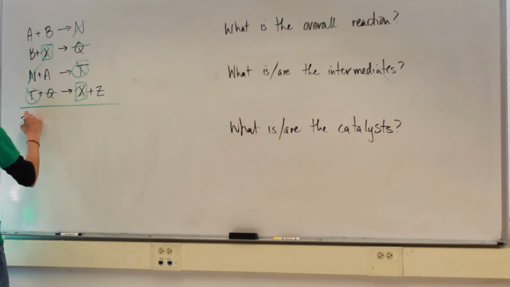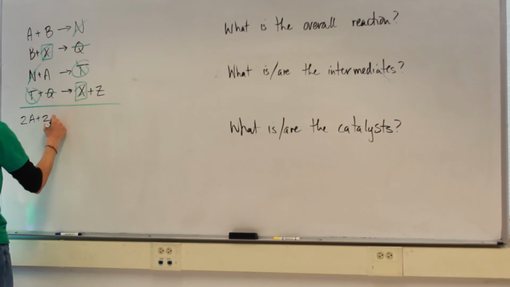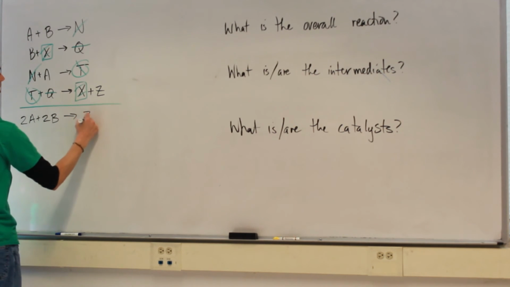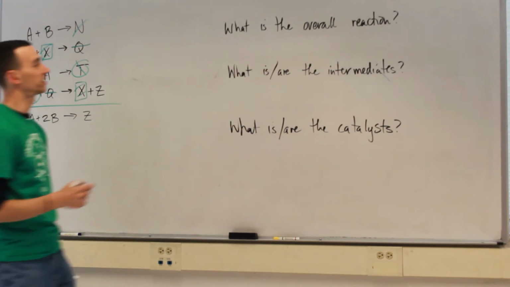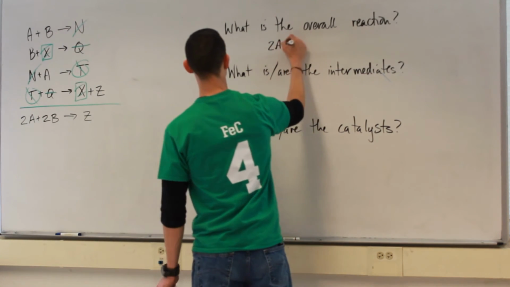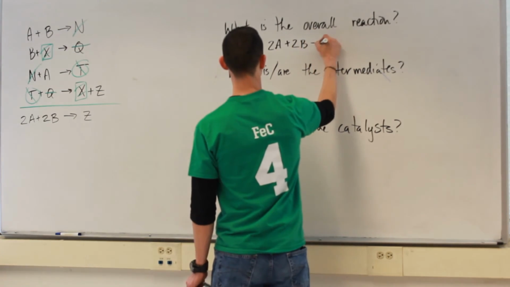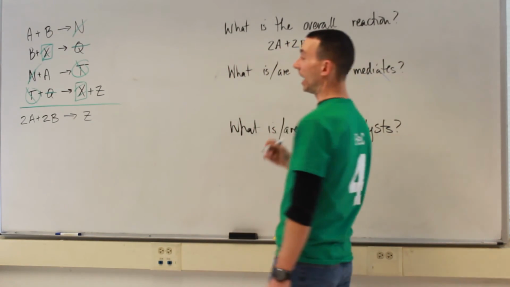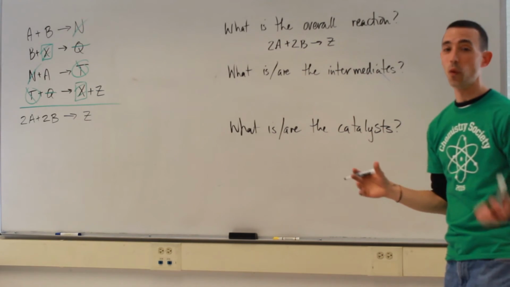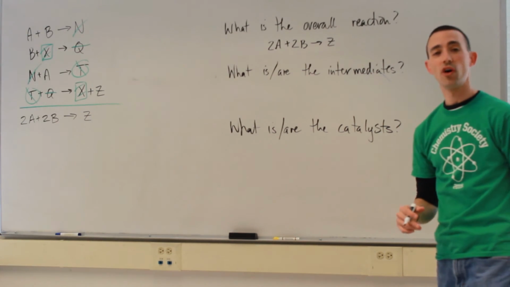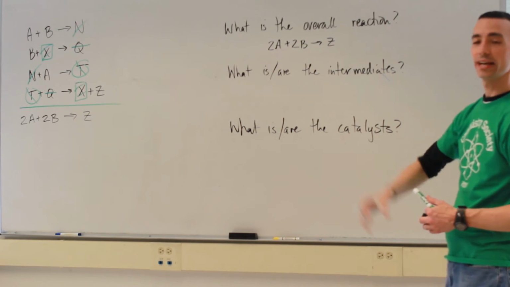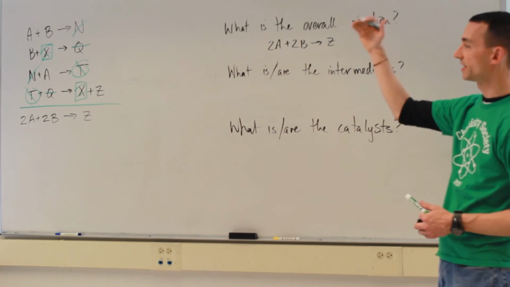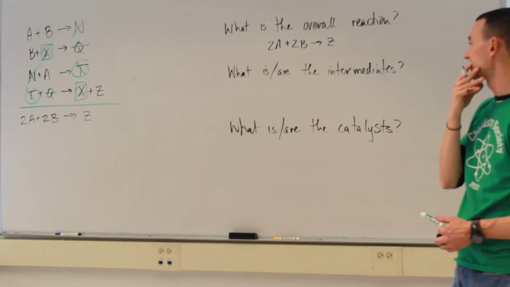What do I have? 2 A's plus 2 B's producing just Z. So that's my overall reaction in this case. 2 A's plus 2 B's producing Z. You see, it's highly unlikely that you're going to get those 4 particles to collide all together in one big, concentrated collision. More likely that it's going to occur through a series of these simple steps like this.